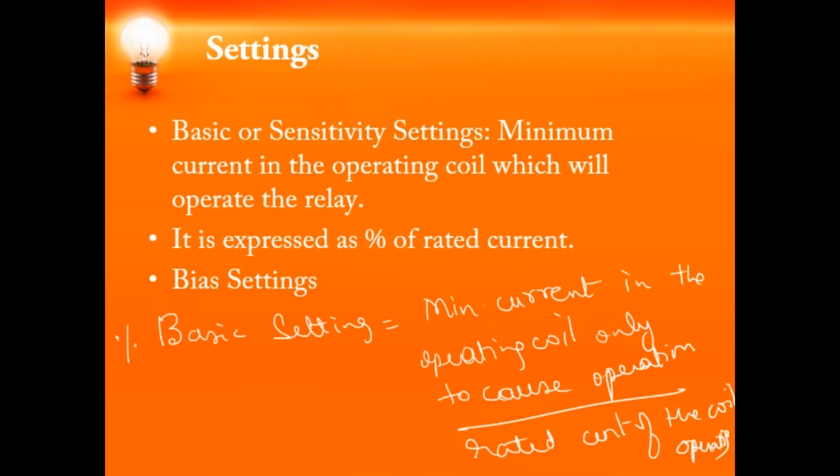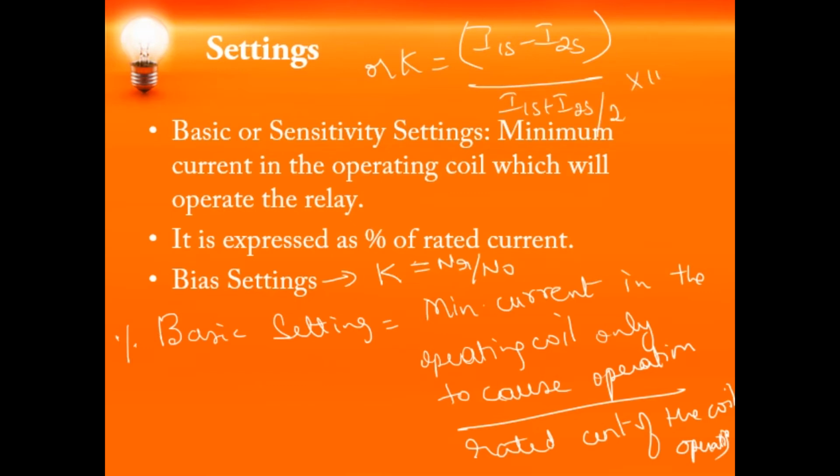Next is the bias setting. In the case of bias setting, what we are going to set is the ratio of turns, that is NR by N0. In this bias setting, we set K, which is again expressed in terms of percentage. So this K is nothing but NR by N0, or that K we can write as (I1S minus I2S) divided by ((I1S plus I2S) divided by 2), into 100. This is the bias setting.